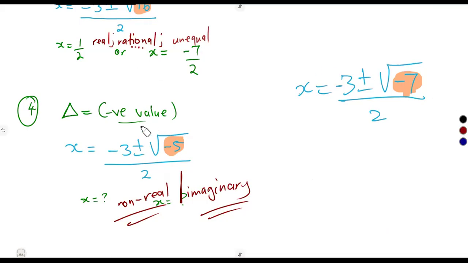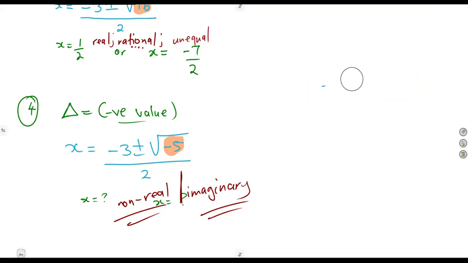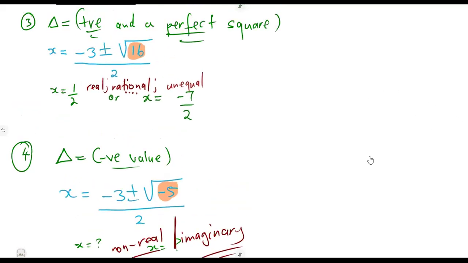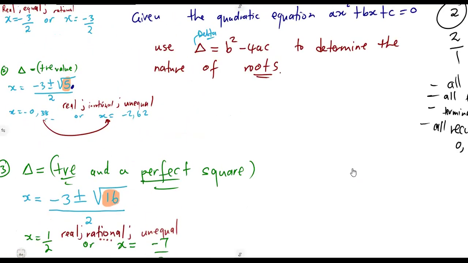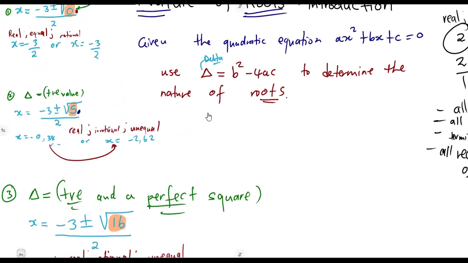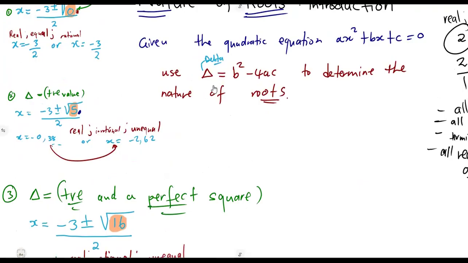So this is the condition about the delta that we have. All this that we are talking about here, guys, can bring us a solution. Like I said, given this, we can use our delta, which is b squared minus 4ac, to determine the nature of roots.